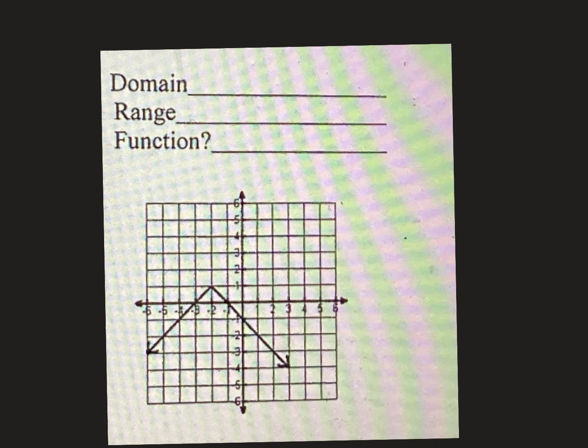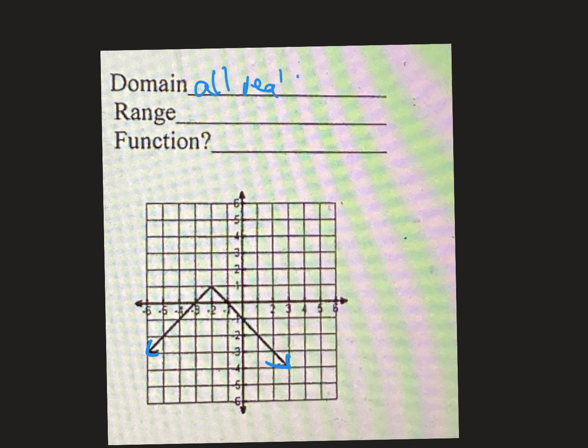Now this is a kind of a tricky one here. There are arrows here and here on the graph, which means if you're thinking left to right, how far is this thing going left to right? It's going left forever. That's going right forever. So domain, we could say all real numbers.